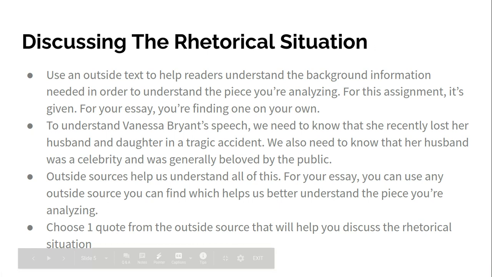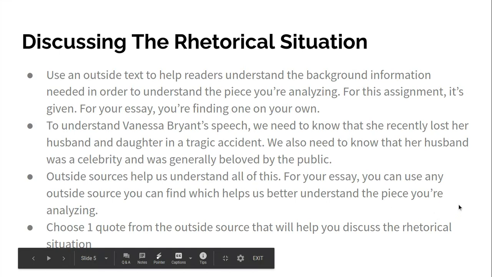And then other information that we need in order to understand the rhetorical situation. So we need to know that she recently lost her husband and daughter in a tragic accident. We also need to know that her husband was a celebrity and he was pretty well loved by the public. Outside sources help us understand all of this.